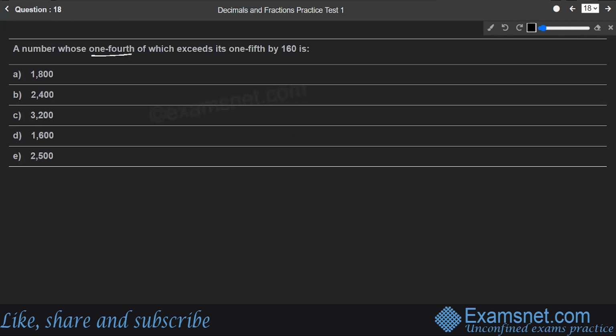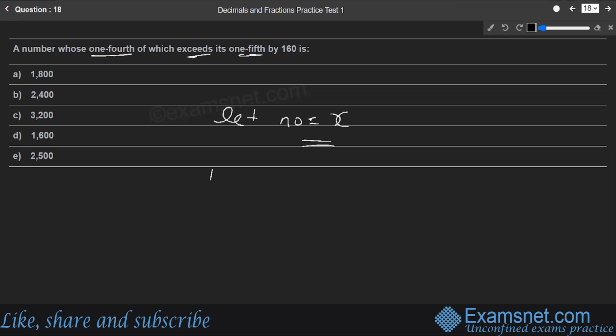A number whose 1/4 exceeds its 1/5 by 160. In this type of situation, obviously we're going to assume that the number is x, then apply the condition as he has given and equate it to 160. What he says: let the number be x. This is what we assume, that the number is x.